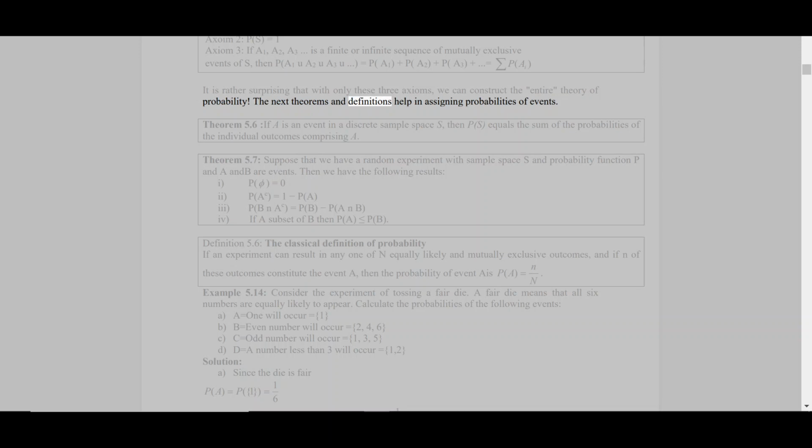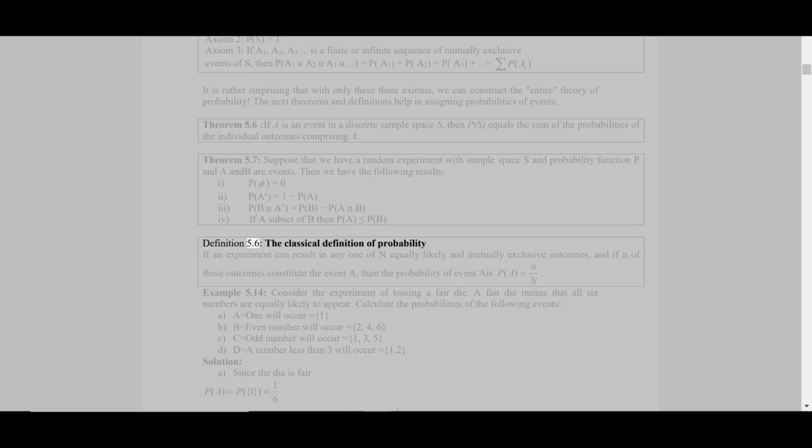The next theorems and definitions help in assigning probabilities of events. Theorem 5.6, if A is an event in a discrete sample space S, then P(A) equals the sum of the probabilities of the individual outcomes comprising A. Theorem 5.7, suppose that we have a random experiment with sample space S and probability function P, and A and B are events. Then we have the following results: 1. P(empty set) equals 0. 2. P(S) equals 1. 3. P(B and A complement) equals P(B) minus P(A and B). 4. If A is a subset of B, then P(A) is less than or equal to P(B).